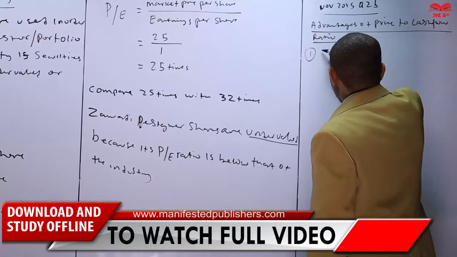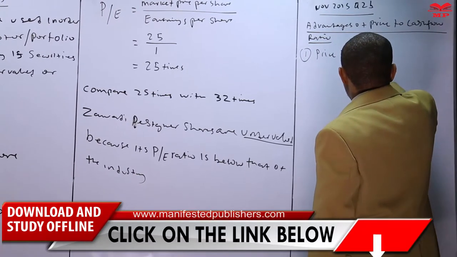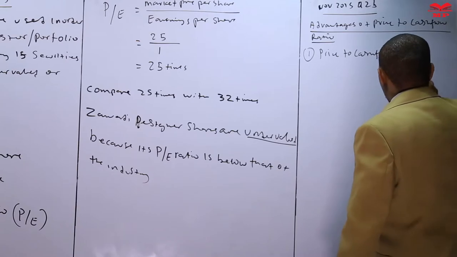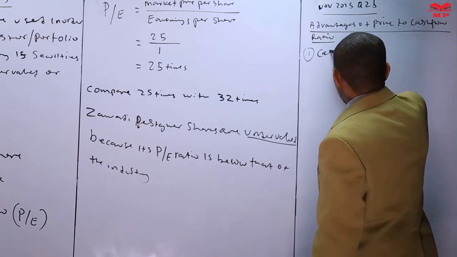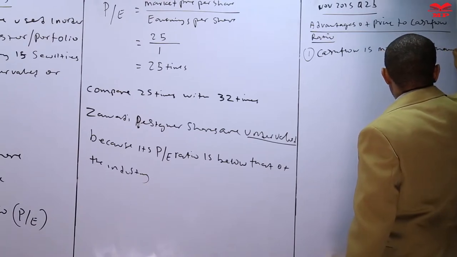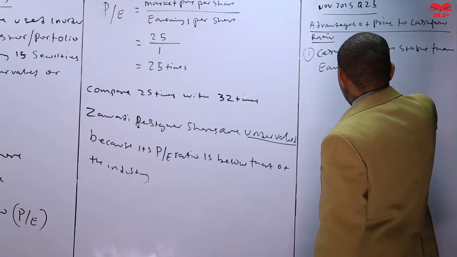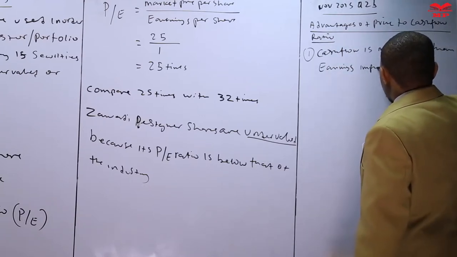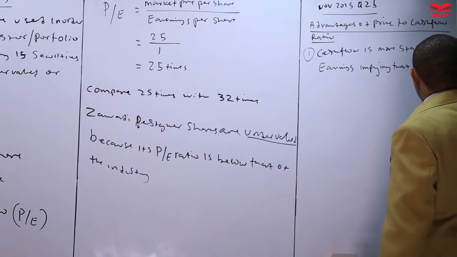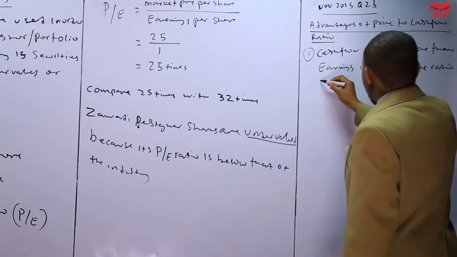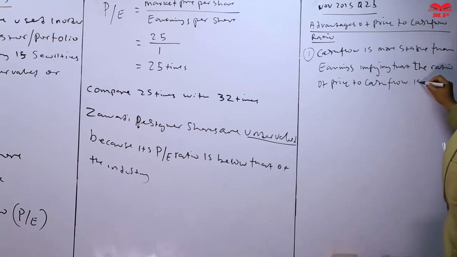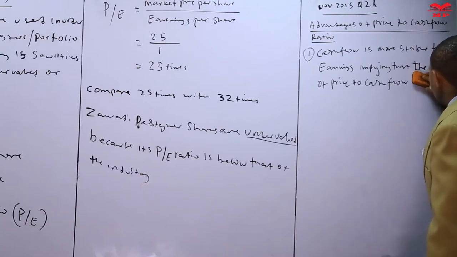So number one, I can start off by saying that cash flow is more stable than earnings, implying that the ratio of price to cash flow does not fluctuate easily.